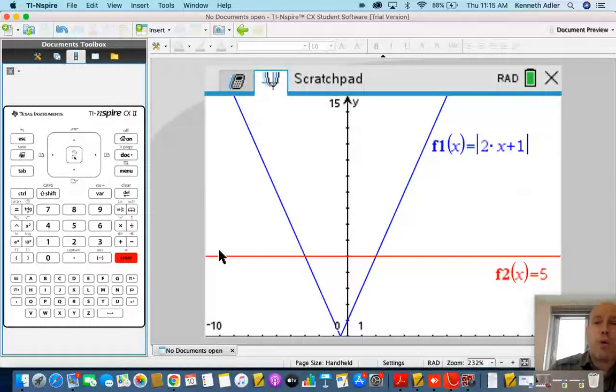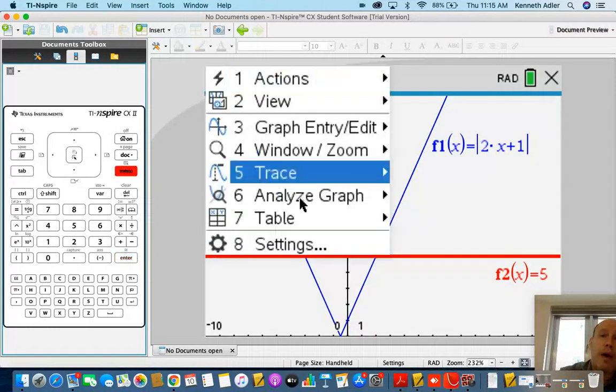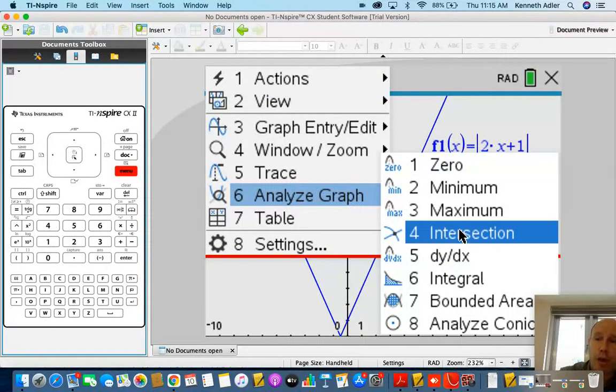Enter. The question is, when is the blue less than the red? And you can physically see between these 2 points. So find the 2 intersection points. And then, so once again, let's find the intersection points. And we can determine when the blue is less than the red. When 2x plus 1 is less than 5. Go to menu, analyze graph, intersection.